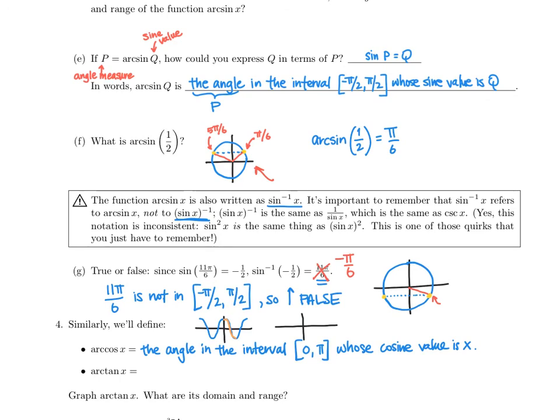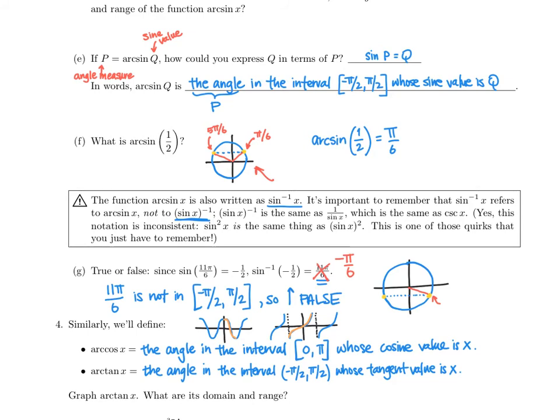Tangent faces similar problems. Graph a quick sketch of the tangent function. And here we are going to pick the interval from negative pi over 2 to positive pi over 2, not inclusive of the endpoints because there is no tangent value there, to be the invertible piece. So this is our invertible piece, the restricted domain that we're going to use to define arctangent. So arctan is going to be the angle in the interval from negative pi over 2 to positive pi over 2, whose tangent value is x. Let's do the same detailed look at tangent.